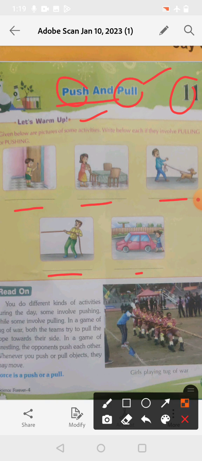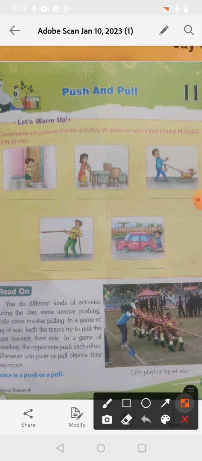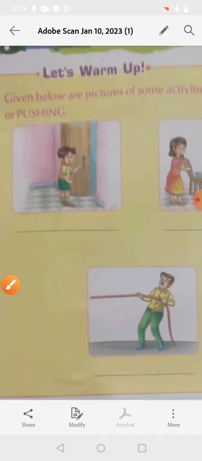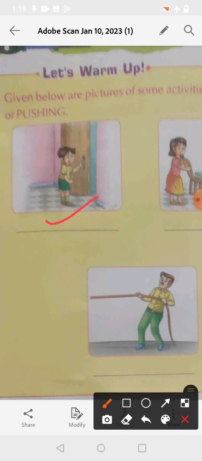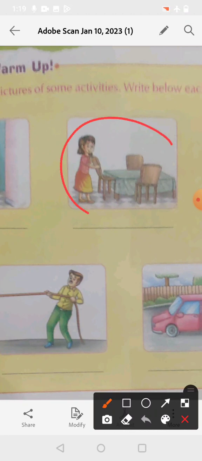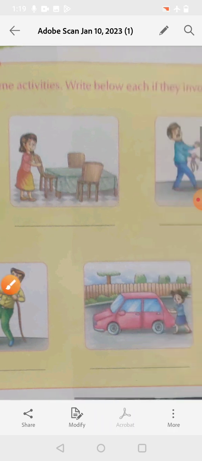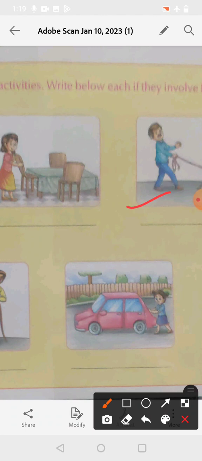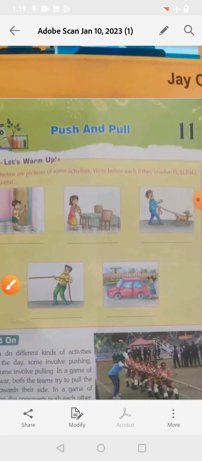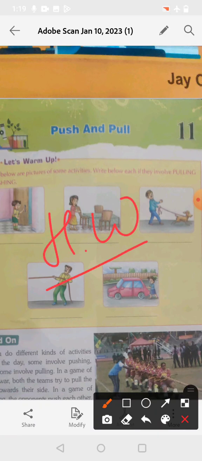So in picture number 1, you can see that a boy is opening a door. So which activity is he using, pushing or pulling, that you have to write down by yourself. In the second picture you can see a girl is with a chair. Is she pulling or pushing? Just look at the picture carefully and then write. Similarly, in the third picture also you have to find out whether it is pushing or pulling. In the fourth one also and in the fifth one also. So this one is your homework. This is very simple, right?